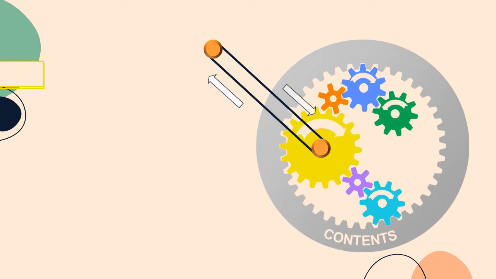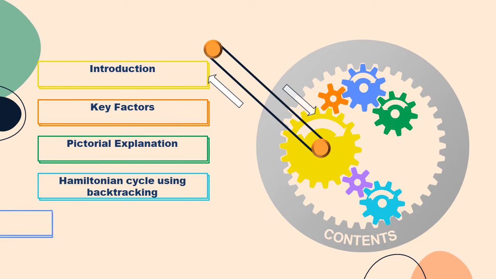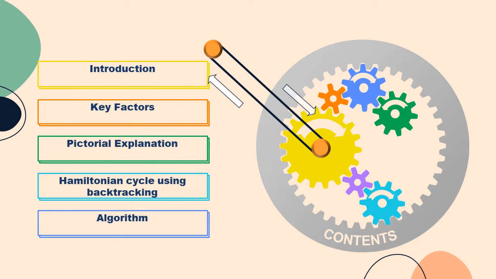Looking at the agenda for today, first of all we will see the introduction. Secondly, we will move on to some key factors regarding the Hamiltonian cycle. Then we will see the pictorial representation, that is how to manually solve those problems. After that we will go straight to the Hamiltonian cycle using backtracking. Moving on to the last section, we will see the algorithm.